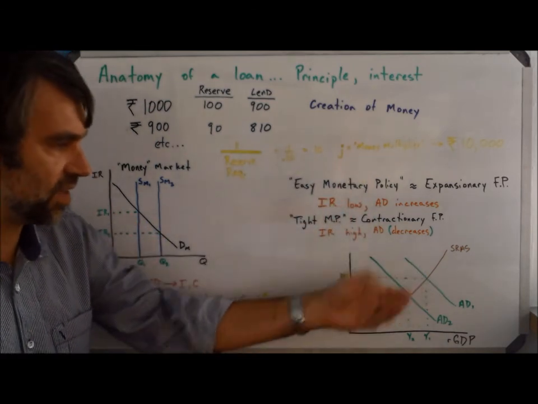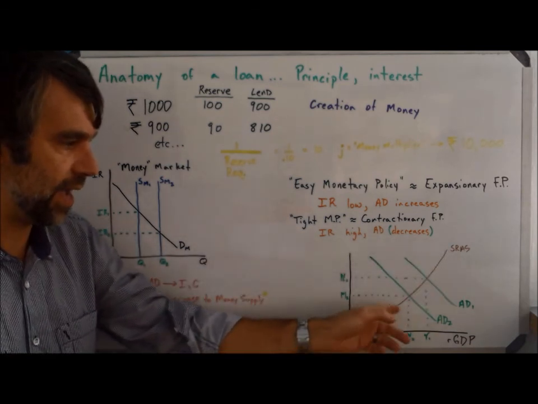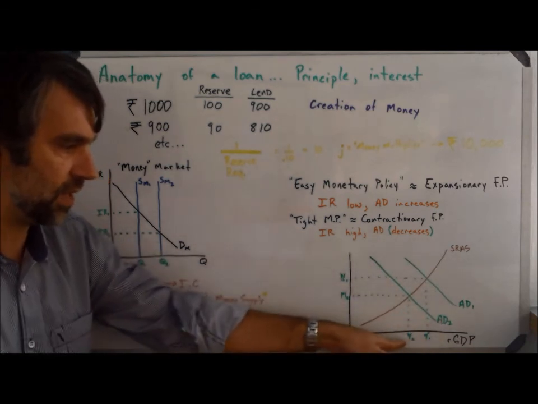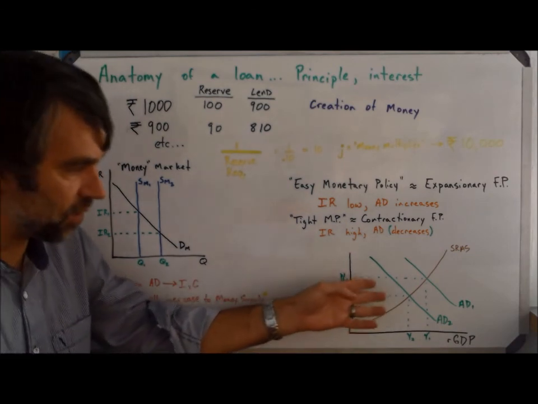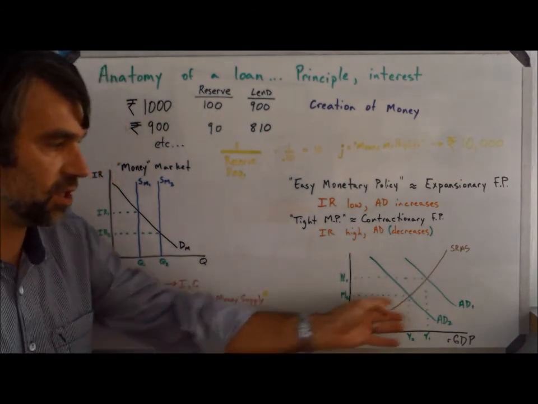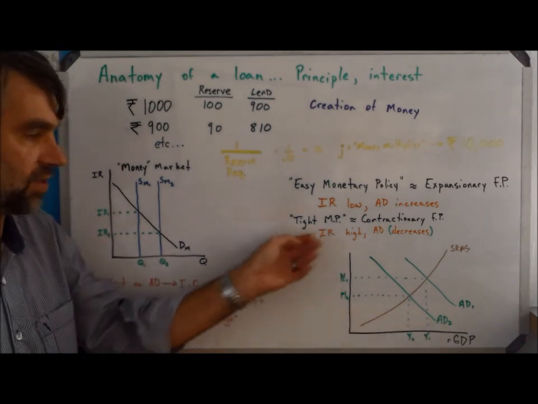The effects of this, obviously, just aggregate demand and aggregate supply. If we move from 1 to 2, GDP is going to go down, as will price levels. And if we go from aggregate demand 2 to 1, well, then GDP is going to increase and price levels are going to come up.